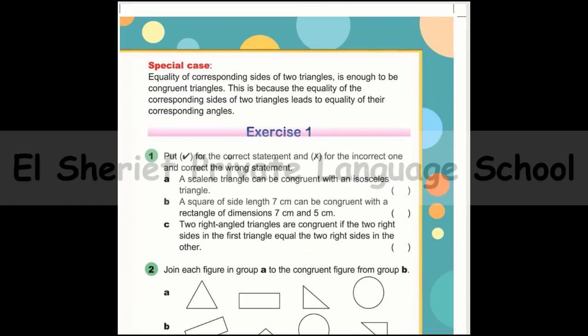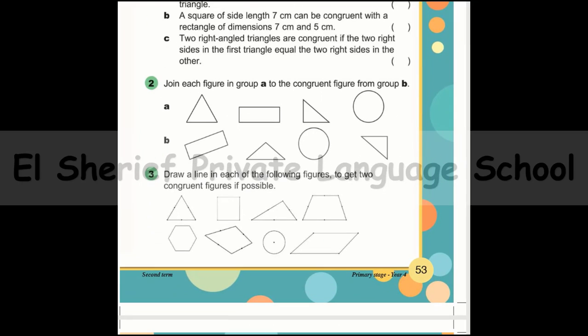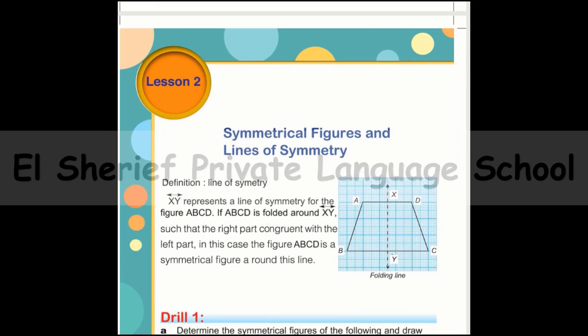Then another lesson, number 2: symmetrical figures and line of symmetry. What's the meaning of line of symmetry? Take the straight line XY. Straight line XY represents a line of symmetry of figure ABCD.